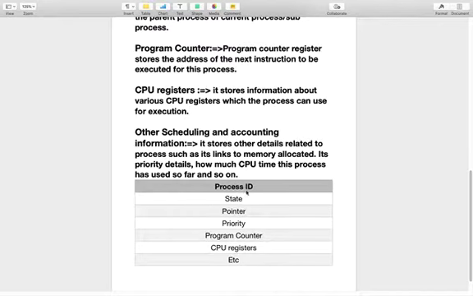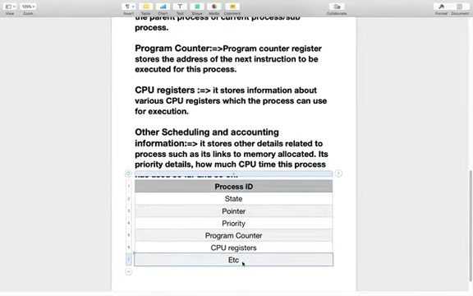First, process ID. It stores the unique ID of every process. Then state. It stores the current state of the process like ready, running, terminated, or wait. Pointer, it stores the address of the next instruction. Priority, who will execute first and who will execute last is decided here. Program counter stores the address of the next instruction to be executed for this process. Then CPU registers store information about various CPU registers which the process can use for execution, and other information is stored in this block, other scheduling information.